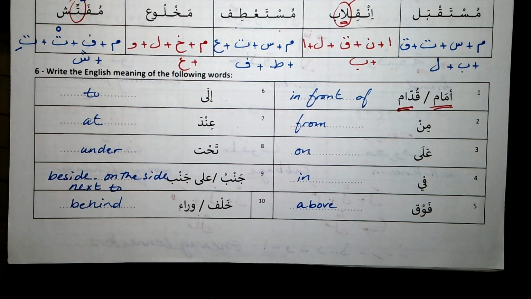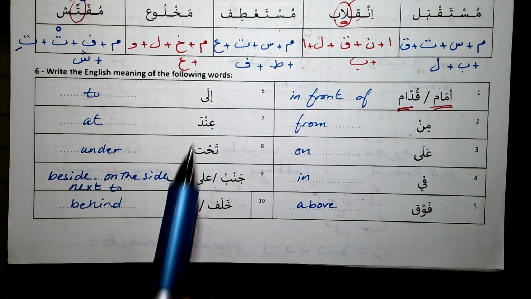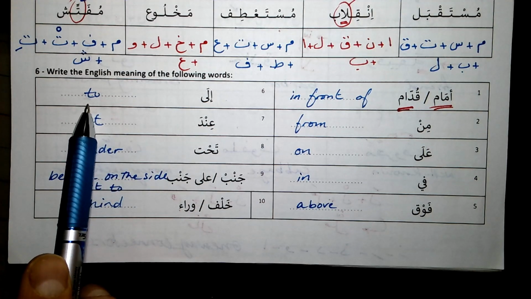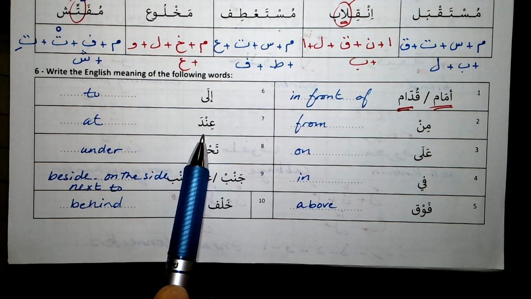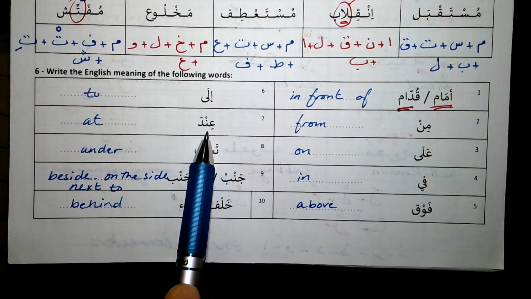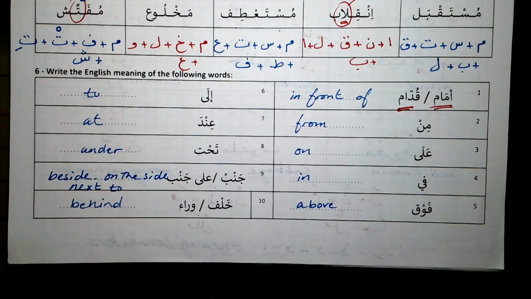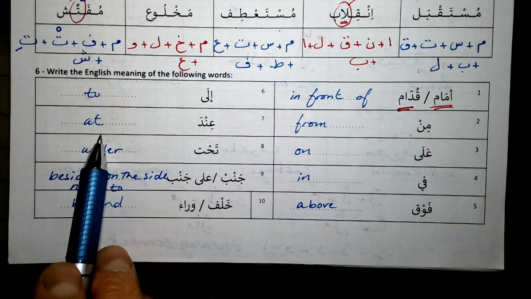فوق, above. إلى, to. ذهبت إلى المدرسة, I went to school. عند, at. Now this is different than another عند. When you say عندي, it means I have, or عندك, it means you have. This عند, it means at. If you say أنا عند رفيقي, I'm at my friend's house. So عند here means at.